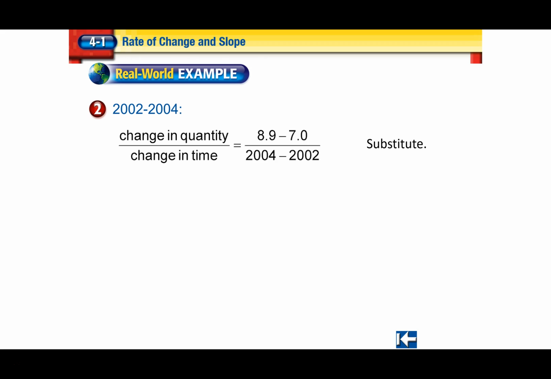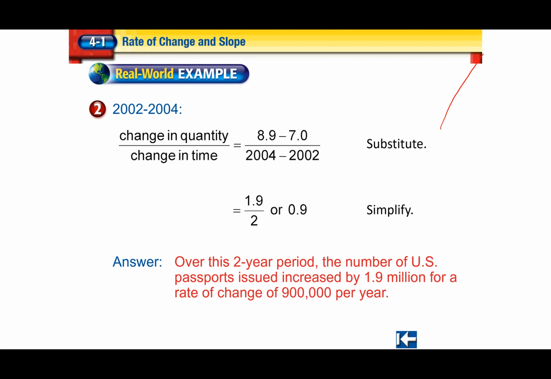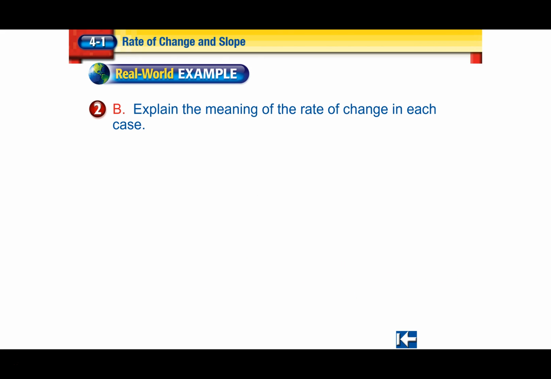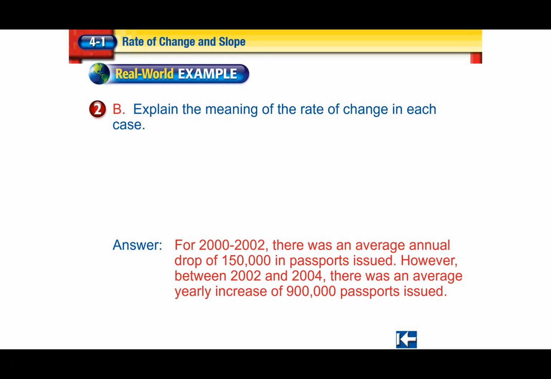So change in quantity over change in time again. Now we're taking the second one, the one that went up quite steeply. That one's going to go up 0.9, which means it went up 1.9 million, or a change of 900,000 per year over that 2-year period. So explain the meaning of these. There was an average annual drop of 150,000, and an average increase of 900,000 for the second two.